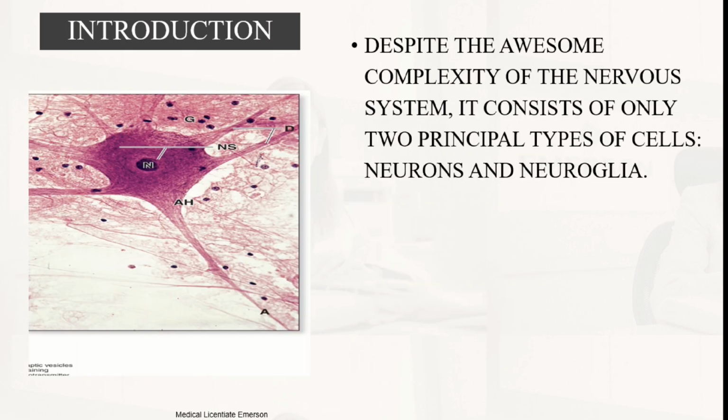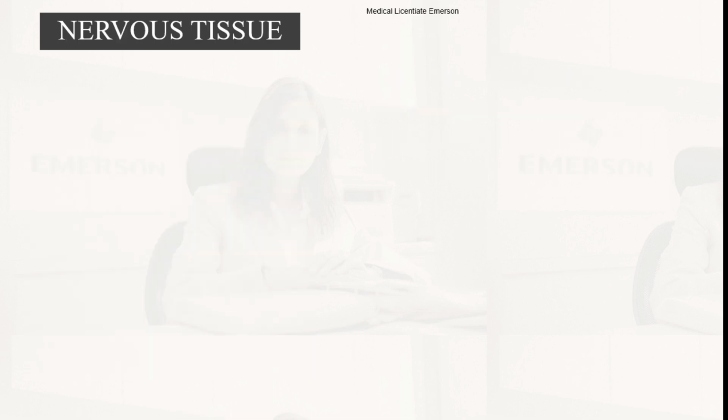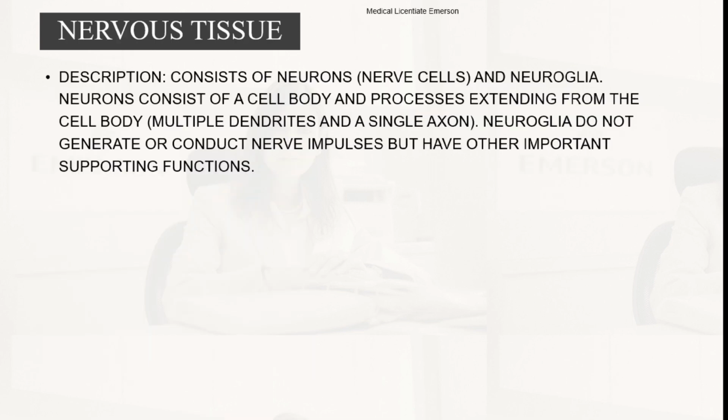Despite the awesome complexity of the nervous system, it consists of only two principal types of cells, which are neurons and neuroglia. These are the two principal cells that it contains. We already established that it consists of neurons, which are known as the nerve cells, and the neuroglia.